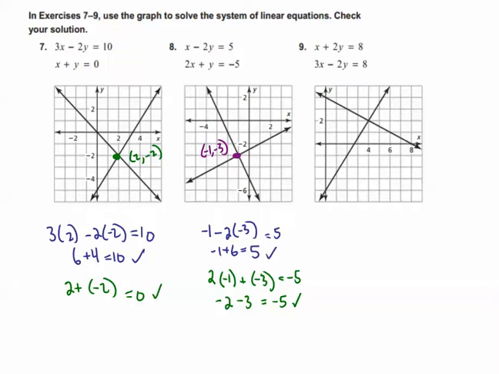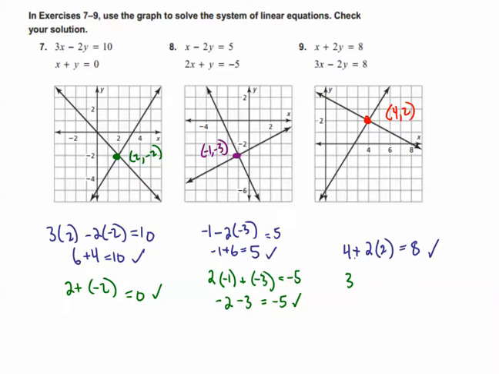Third system of equations. The solution appears to be at x equals 4, y equals 2. We're going to test our solutions. 4 plus 2 times 2, does that equal 8? 2 times 2 is 4, so 4 plus 4 is 8.